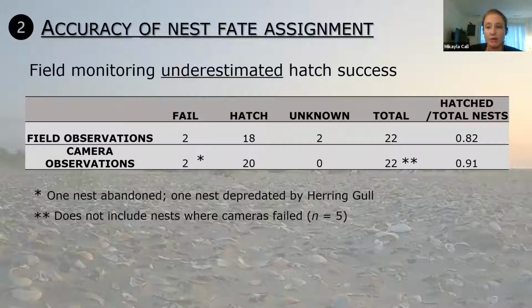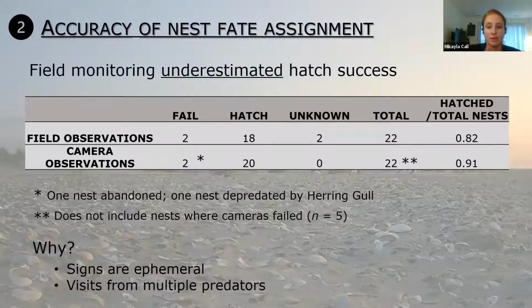Overall, we found that field monitoring underestimated hatch success and that camera monitoring improved estimates of hatch success by assigning nests with unknown hatch fates as either hatched or failed. We were able to identify 2 nests with unknown fates from the field as successfully hatched using evidence from our cameras. But why did field monitoring underestimate hatch success?